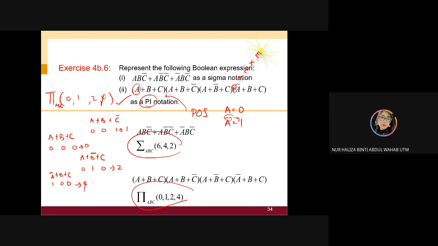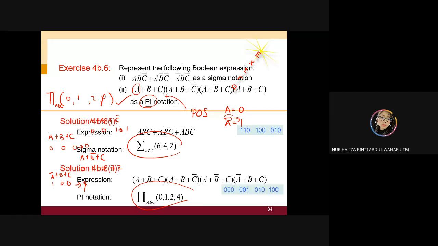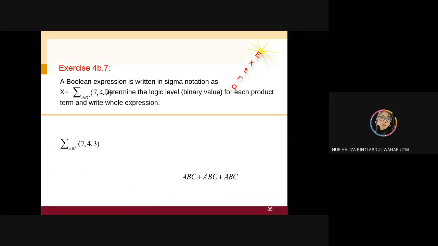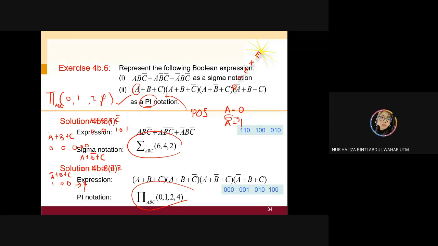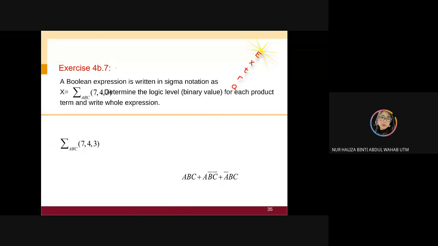Now let's take a look at the next slide. You are now given the notation, and you need to write the Boolean expression. Just now you were given the Boolean expression and needed to come out with sigma. The next question will be vice versa: you are given the sigma notation, then you need to come out with your Boolean expression.